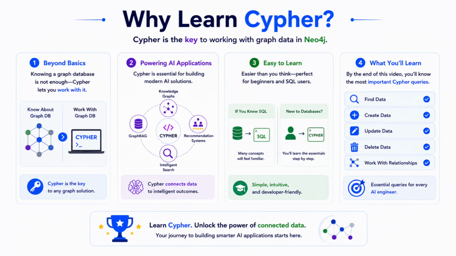Have you ever looked at a graph database and wondered how do people actually retrieve or update data inside it? Knowing what a graph database is and knowing how to work with one are two very different things. If you want to build AI applications using Neo4j knowledge graphs, Graph RAG recommendation systems, or intelligent search, then learning Cypher is one of the most valuable skills you can have.